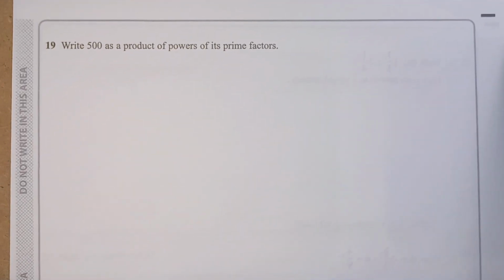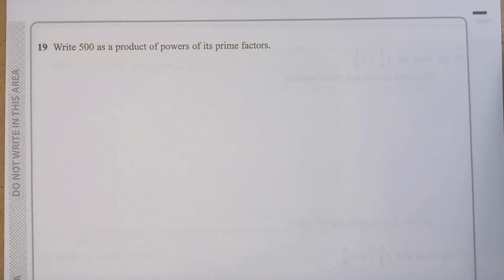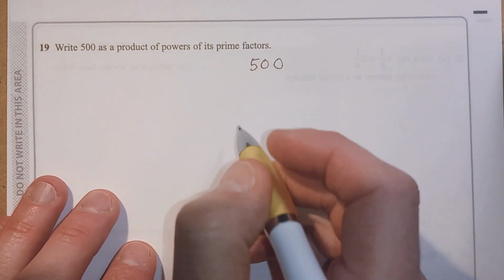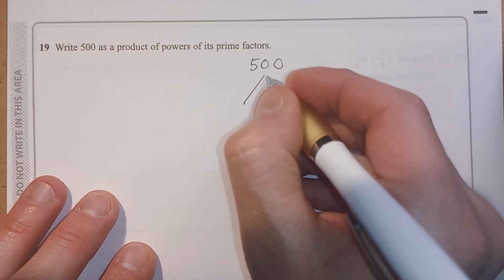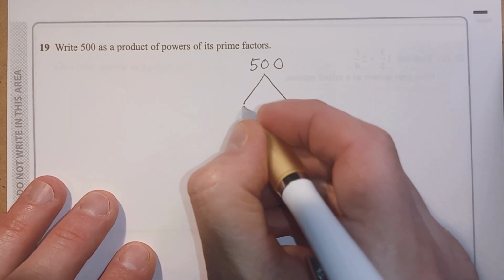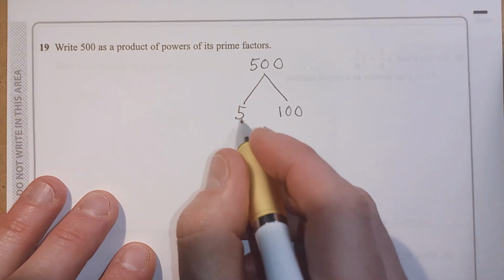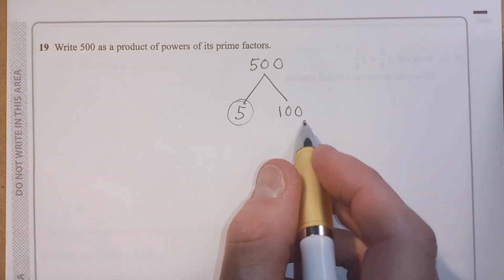Question 19. Write 500 as a product of powers of its prime factors. Okay, so we're going to have 500. So let's split this up. Let's look at what numbers go into 500. Well, you could do it different ways. I'm going to say, well, we can do 5 and 100. 5 is a prime number, so we can stop here. We'll just work on the 100.